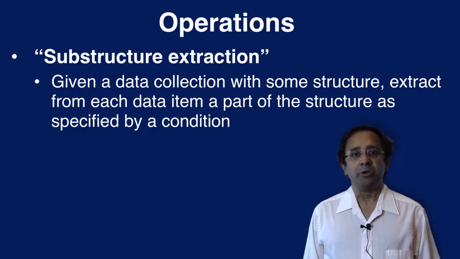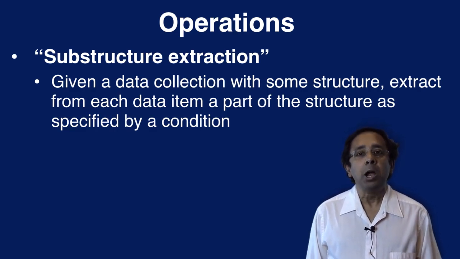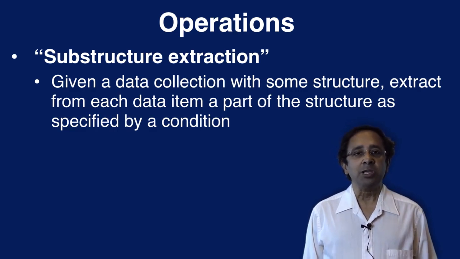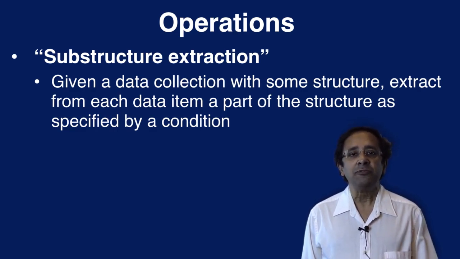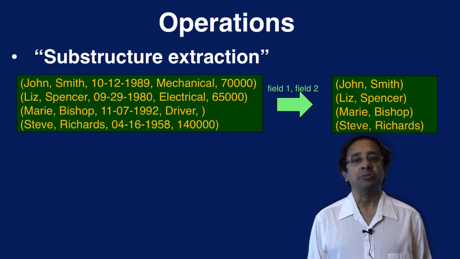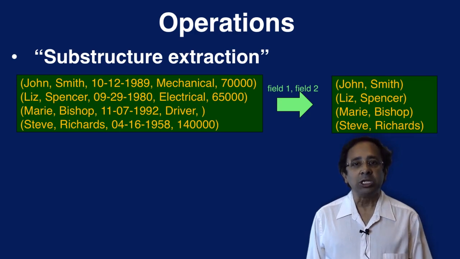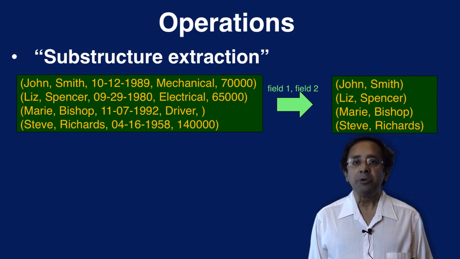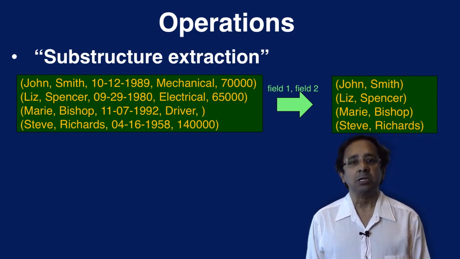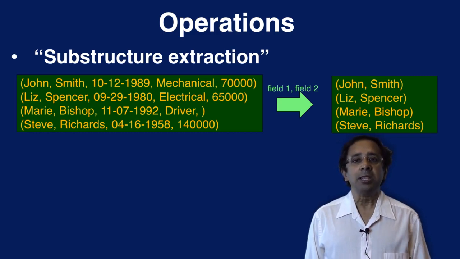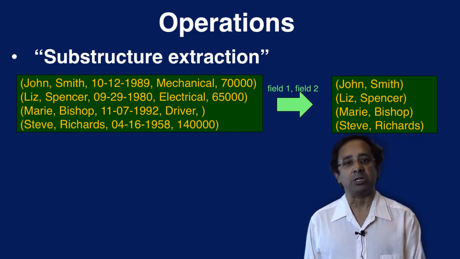The next common operation is retrieving a part of a structure that is specified. In this case, we specify that we are interested in just the first two fields of a collection of records. Now, this produces a new collection of records which has only these fields. This operation, like before, has many names. The most dominant name is projection. In the next module, we'll see several versions of this operation for different data models.